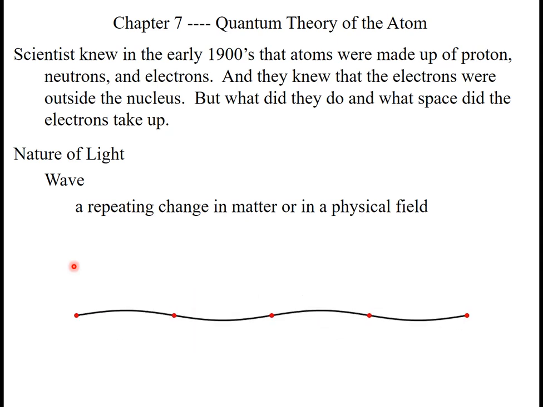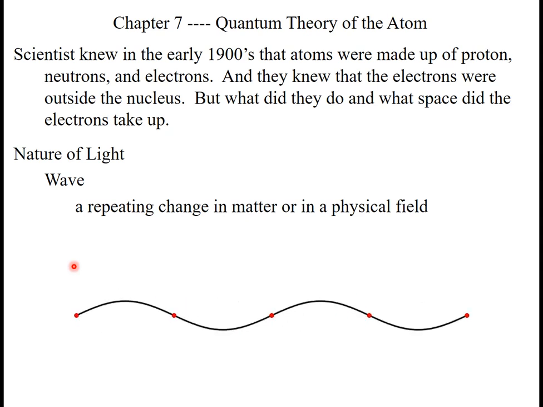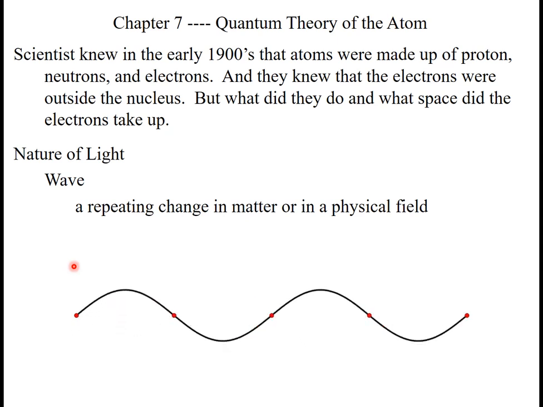Okay, in this section we're going to learn about the theory of a wave, and this is the beginning of the quantum theory of the atom. So in the early 1900s and actually late 1800s, the scientists knew that atoms were made up of protons, neutrons, and electrons, and they knew that the electrons were outside the nucleus, but they didn't know what they did and what space they took up.